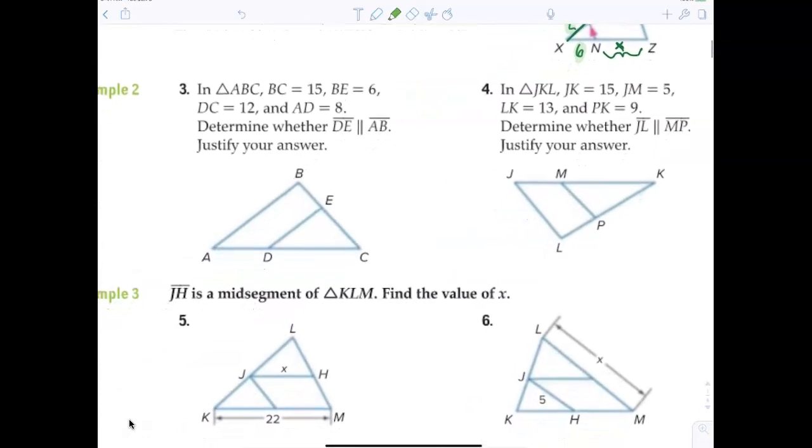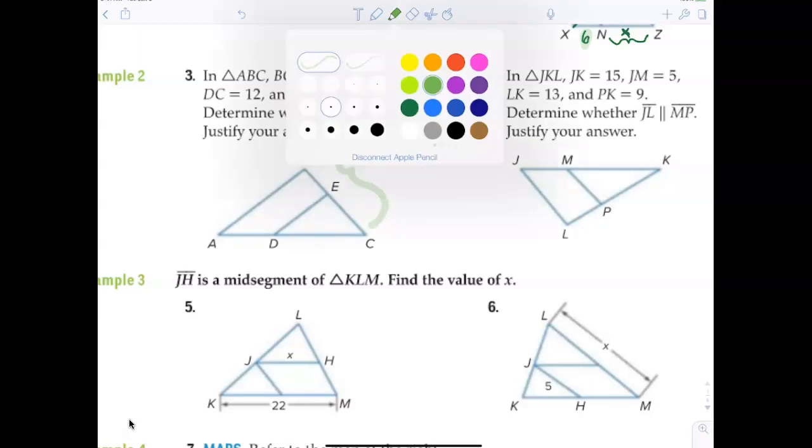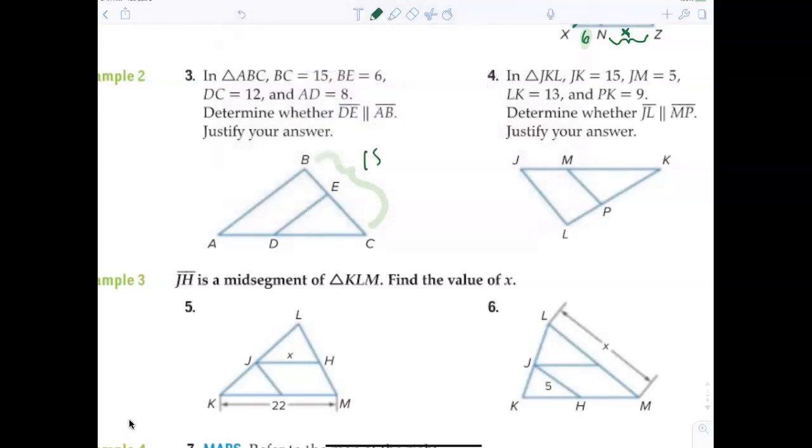So now let's look at number 3. So now we just have to determine if the lines are parallel. Well, they're probably going to be parallel if the parts are what? Not equal necessarily, but say it. Yeah, proportional, right? Not necessarily equal, but proportional. All right. So let's set this up and see. BC is 15. And BE is 6. Well, as soon as I say BE is 6, I just automatically put EC as what? Sometimes 8. Today we'll call it 9.